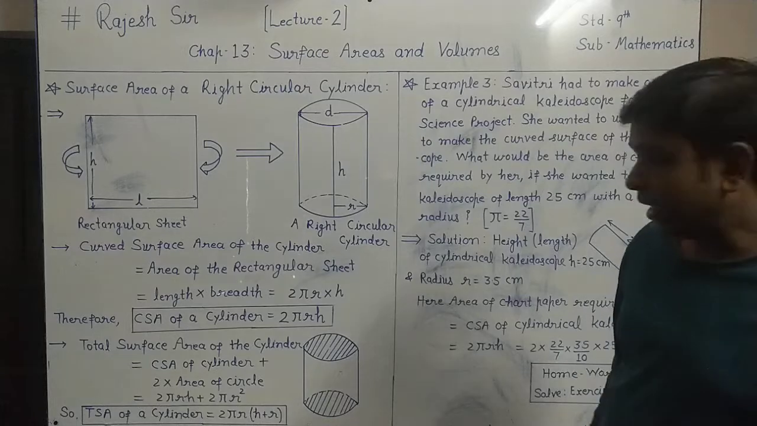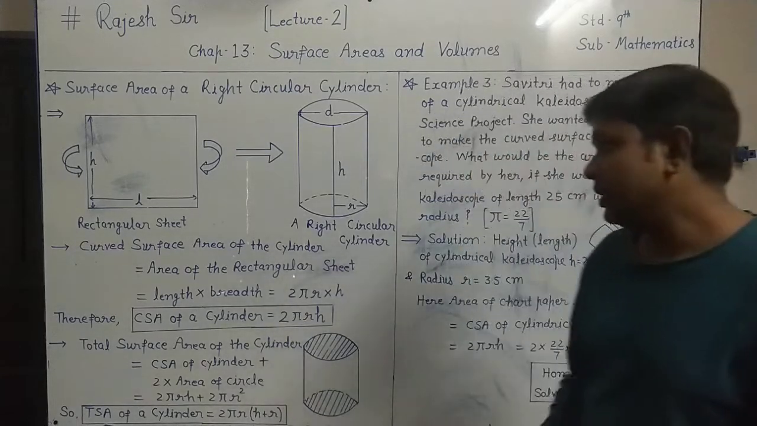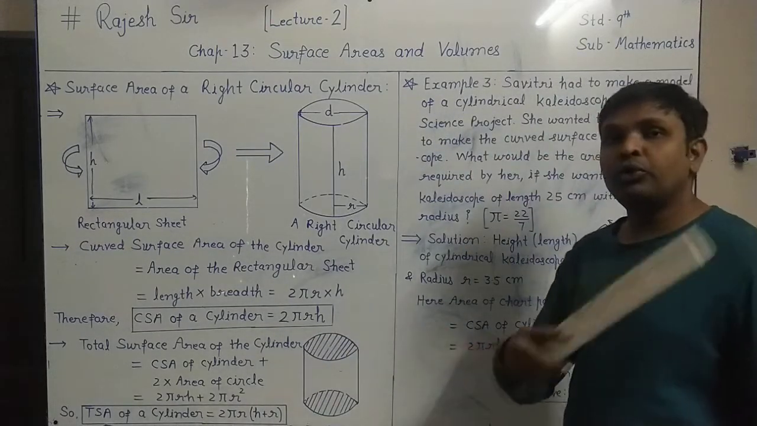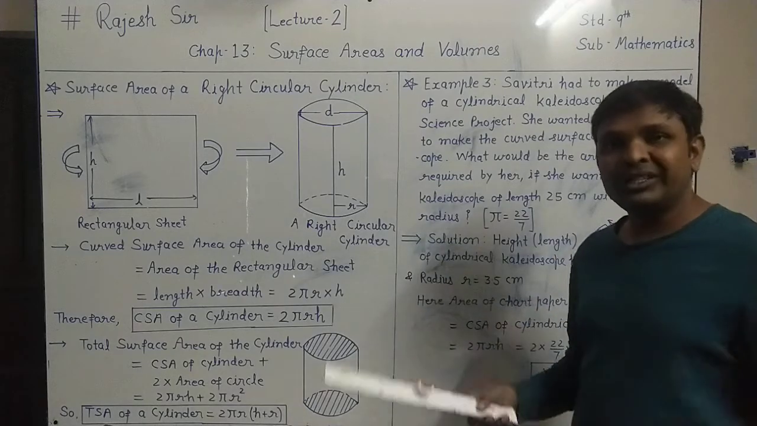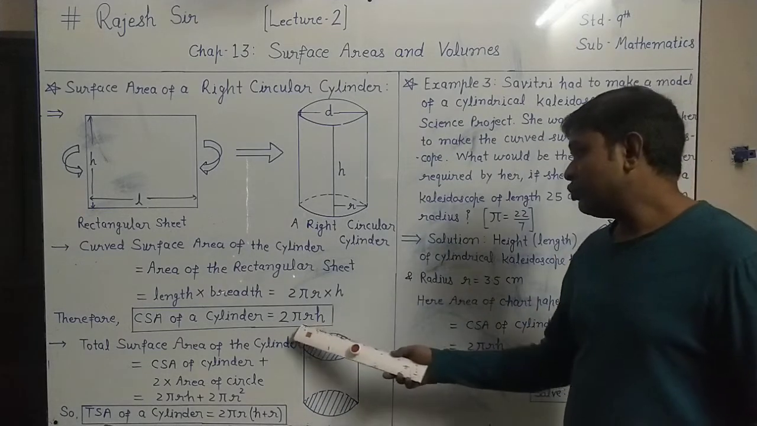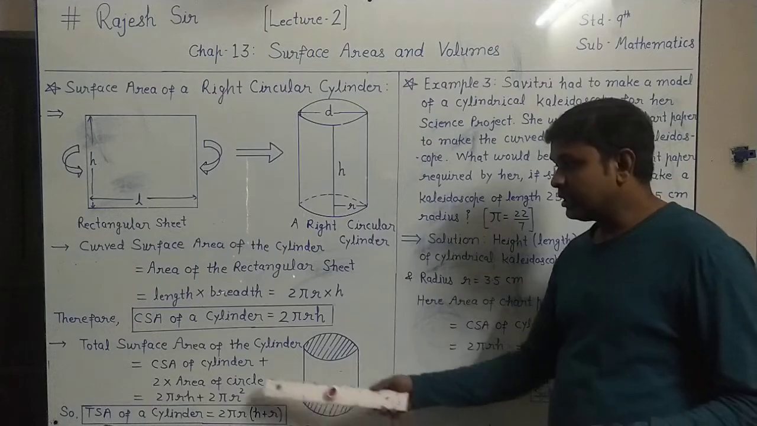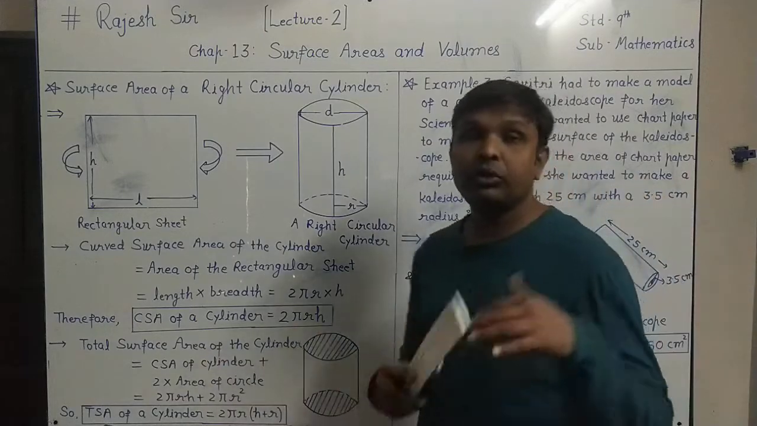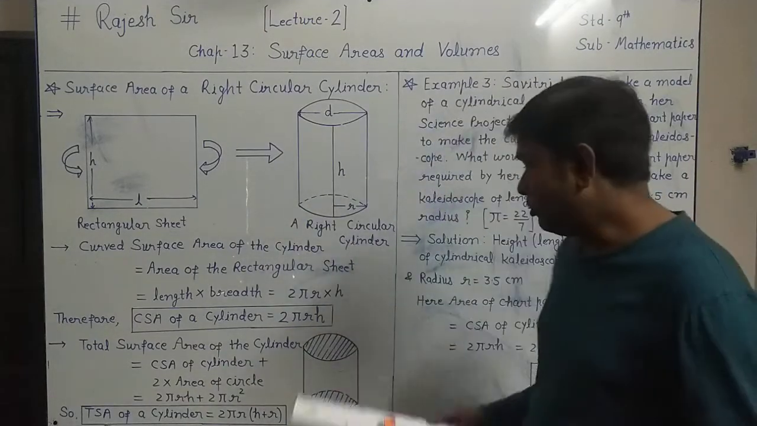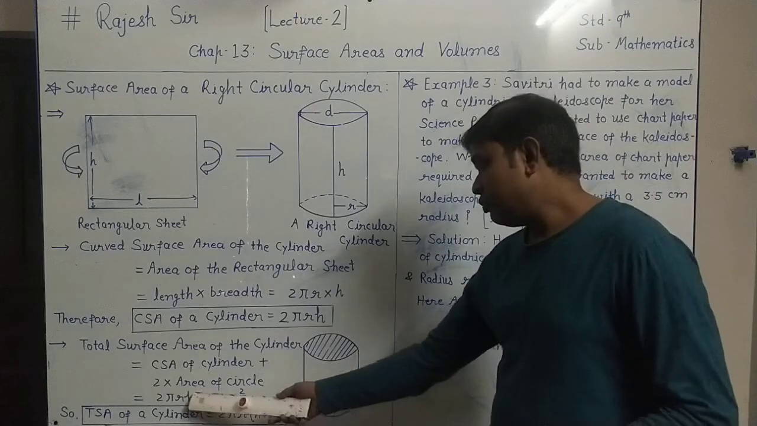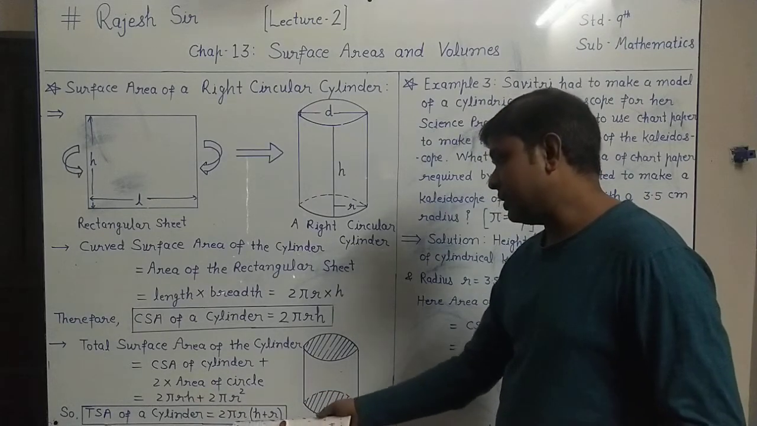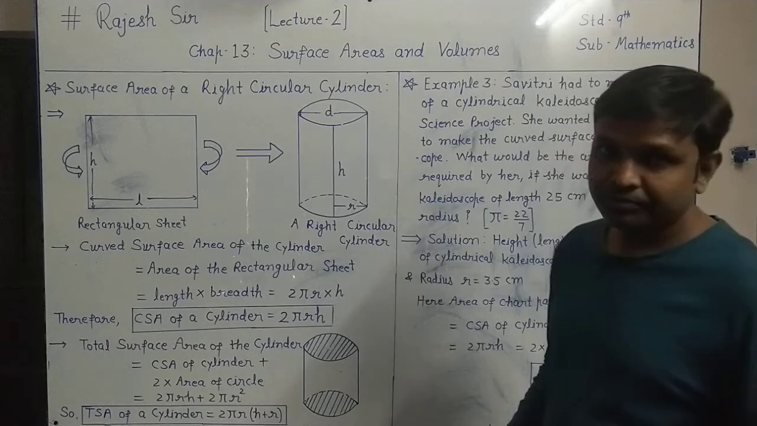So for cylinder, right circular cylinder, we have two formulas. CSA of cylinder, that is boundary only, it is also called open cylinder. It is 2 pi r h. And when we take total surface area of cylinder, that is also called closed cylinder, from both the sides, then it is 2 pi r h plus 2 pi r square, that is 2 pi r into h plus r.